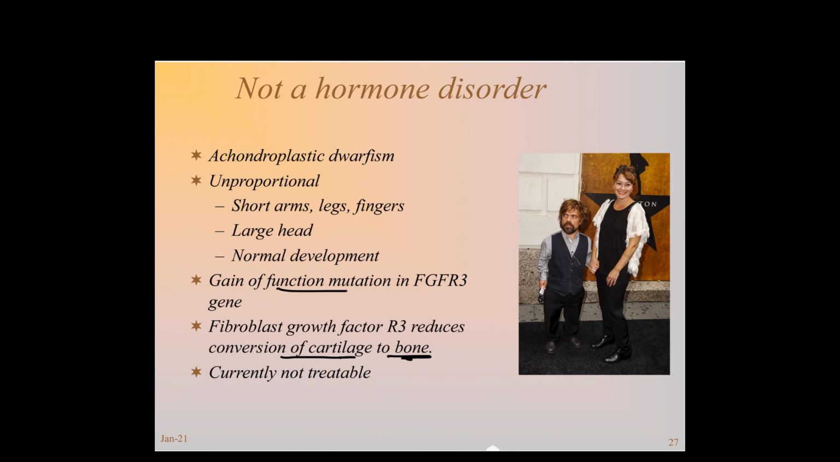So when you see achondroplastic dwarfism, usually it is somewhat unproportional, in which the torso and the head are usually normal sized or large, and then the arms, legs, and fingers tend to be shortened. This has completely normal pubertal development, and so really the only difference there is in terms of cartilage to bone structuring.